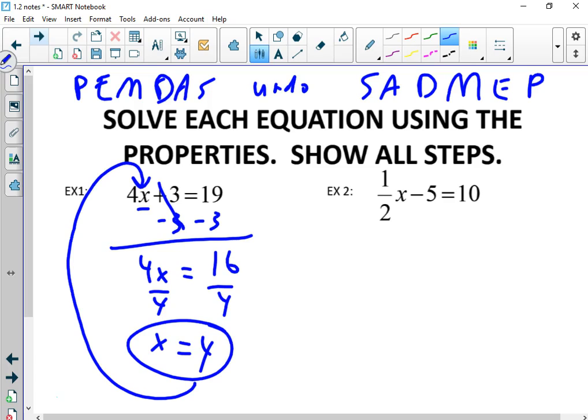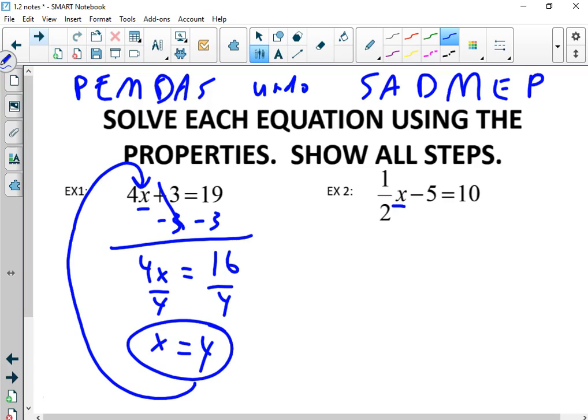Often in algebra, you can check your answers before moving on. If you want to know how to get a good grade in this class, how to pass this class easy, check your answers before you go on to the next problem. Okay? So here we go again. We locate our variable, first step. Boom, there it is. Now 2 things are happening to it. It's being multiplied by 1/2, and it's being decreased, subtracted by 5.